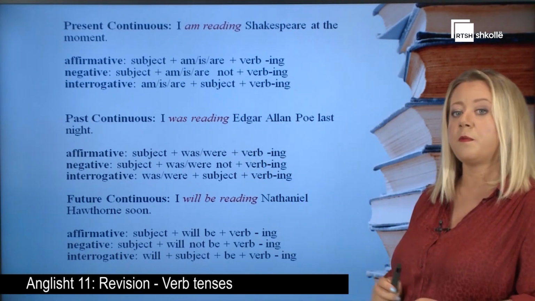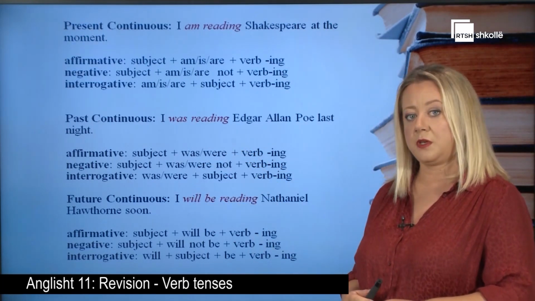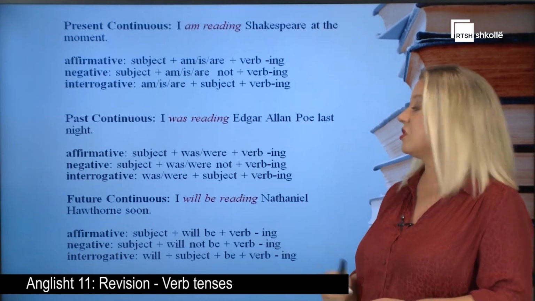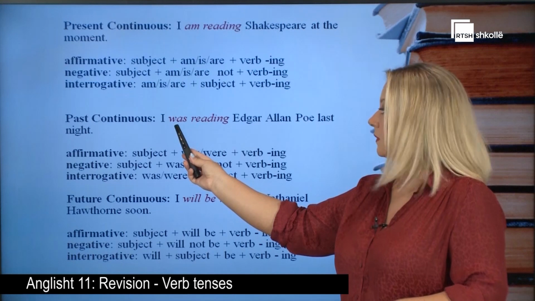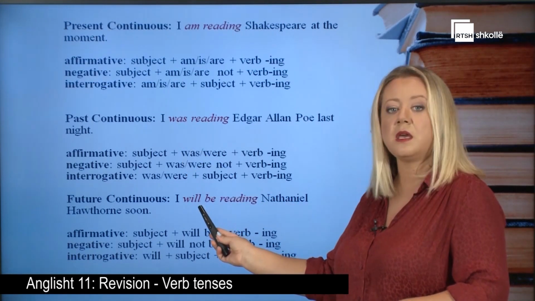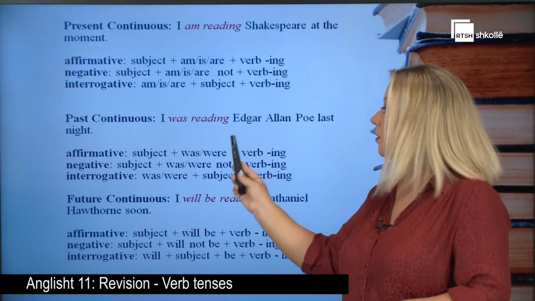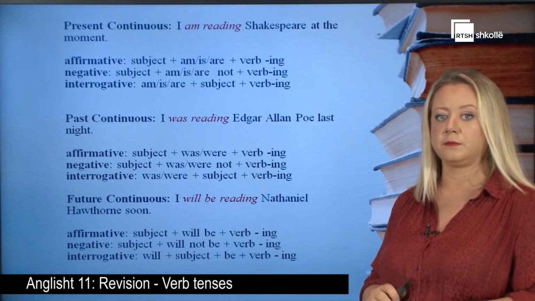The same thing for past continuous and future continuous. What is different here is that it changes only the conjugation of the verb to be, respectively was in the past and will be in the future. The rest is the same as in the present continuous tense.